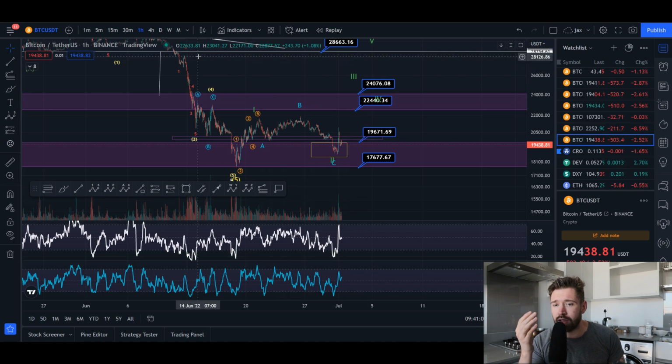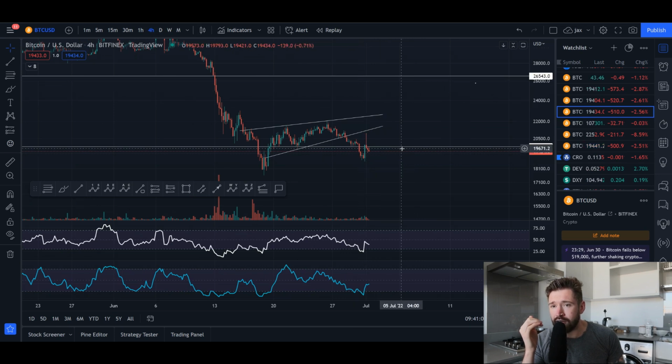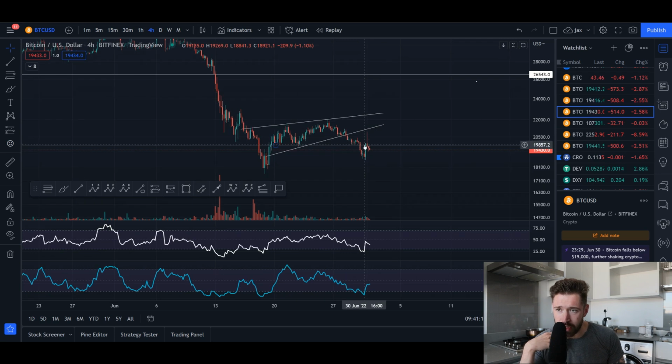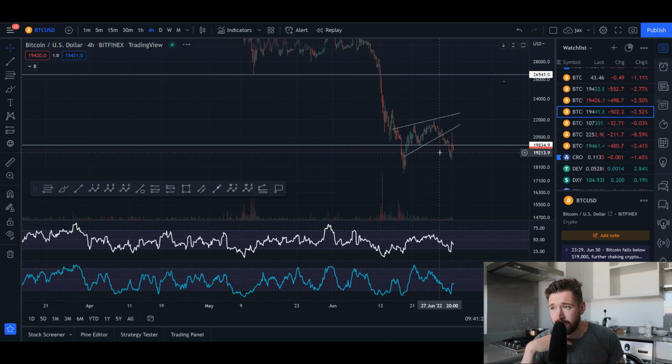We have the fractal that we've been talking about here, and on the 4-hour time frame, you can see what we're doing. We're retesting it as resistance at the 19.7, 19.8K level. The bulls tried to push the price up, and you can see the strength of the bears push it right back down and not let it break that 19.7K level, which was a major level.